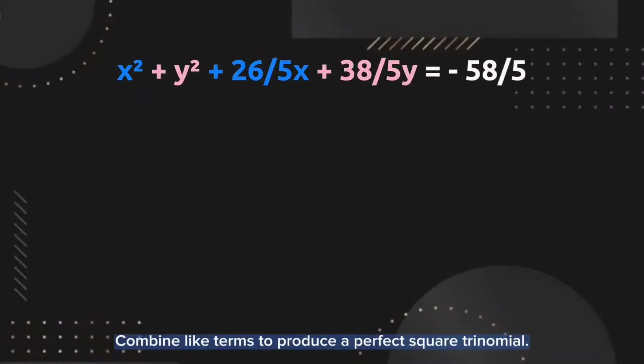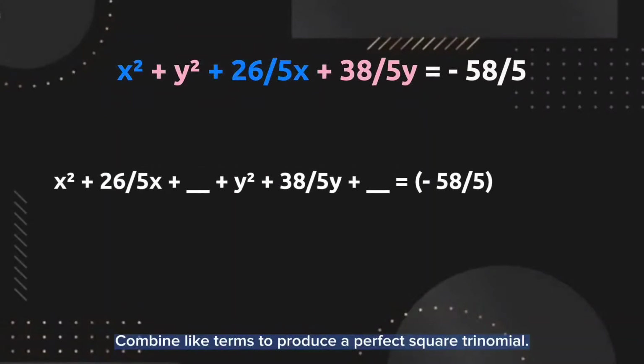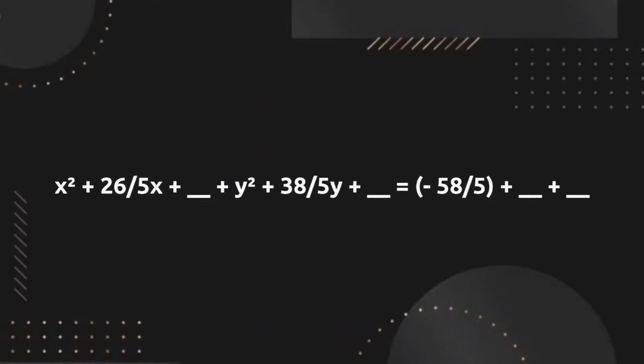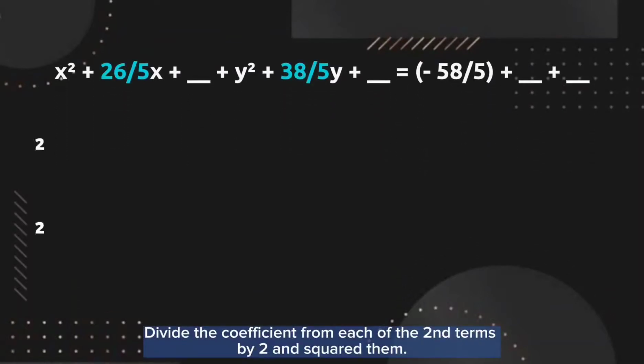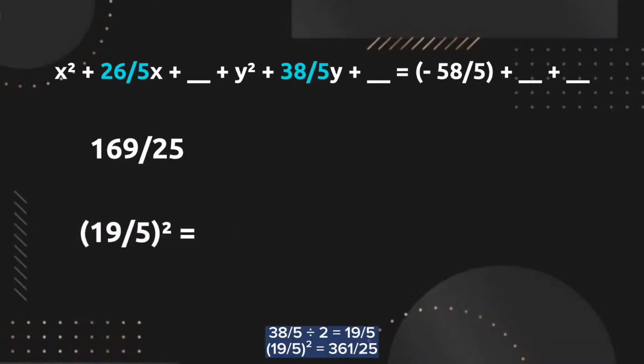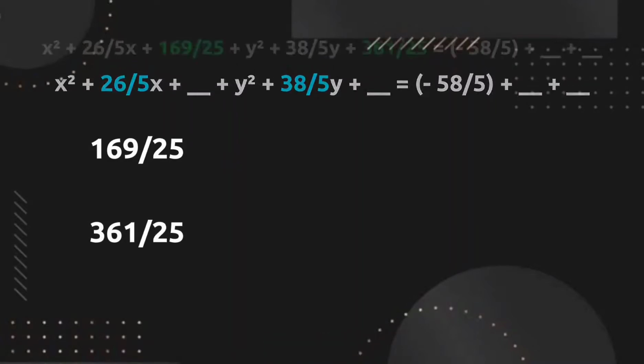Combine like terms to produce a perfect square trinomial. The answer of our third term in our perfect square trinomial will also get added with the constant. Divide the coefficient from each of the second terms by 2 and square them. 26/5 divided by 2 is equal to 13/5. 13/5 squared is equal to 169/25. 38/5 divided by 2 is equal to 19/5. 19/5 squared is equal to 361/25.